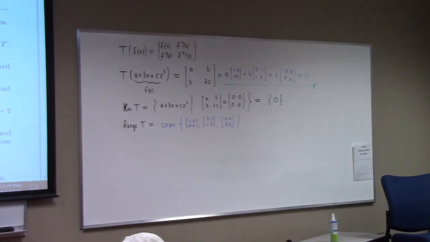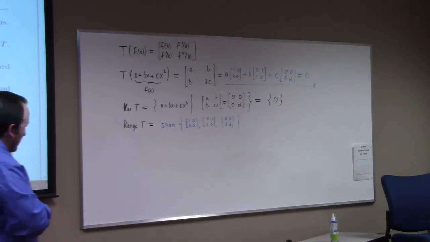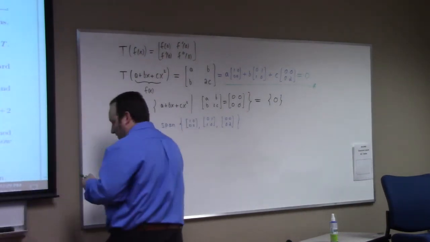Oftentimes in these kinds of calculations, we will actually run across everything we need to prove linear independence of a set, just in the course of the calculation. Okay, anyway. So here we go. There's kernel T, there's range T. How do we find the matrix?